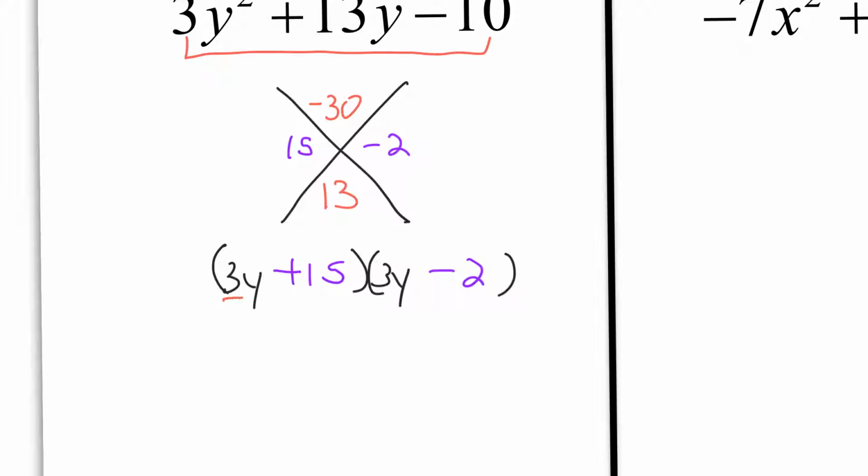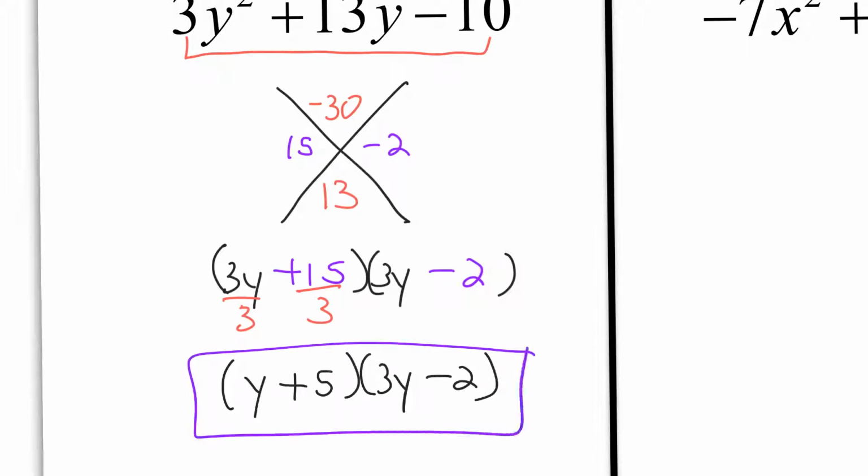So the first binomial, I can divide by 3. And the second binomial, 3 and 2, they don't have a common factor, so that one stays the same. So I'm going to have a 1y plus a 5 and a 3y minus a 2. And those are my two binomials. You guys multiply and you guys get the trinomial back.